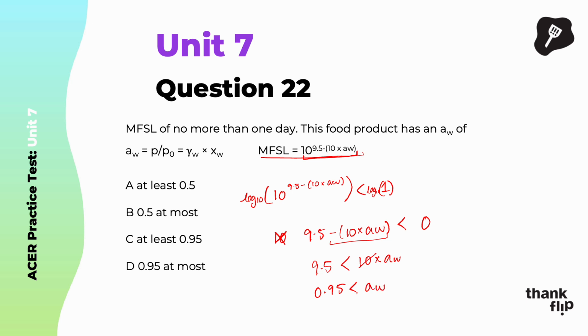So now if we're looking from the perspective of AW, AW must be greater than 0.95, right? So 0.95 is less than AW, which means AW must be at least 0.95. And so the answer is C.